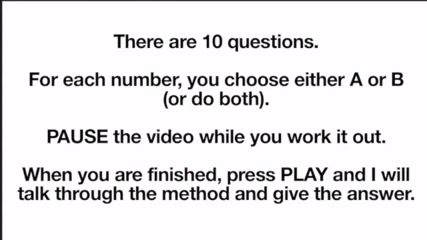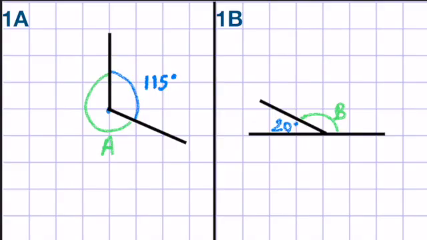There are 10 questions for each number. You choose either A or B or do both. Pause the video while you work it out. When you are finished, press play and I will talk through the method and give the answer.